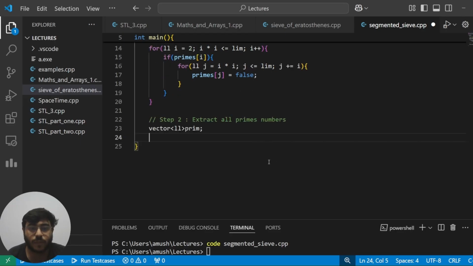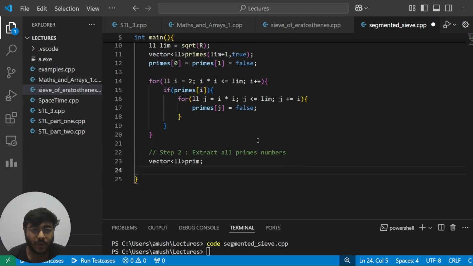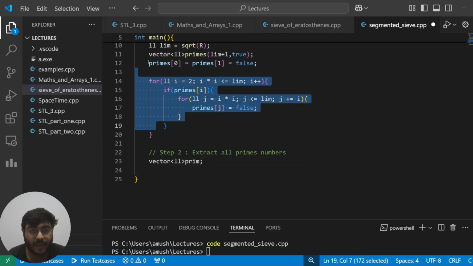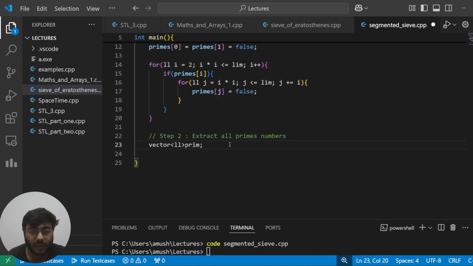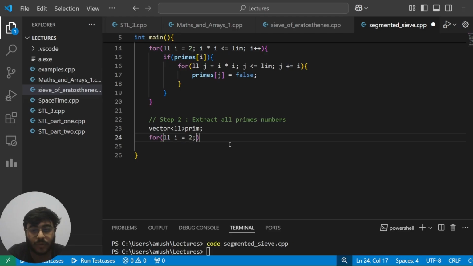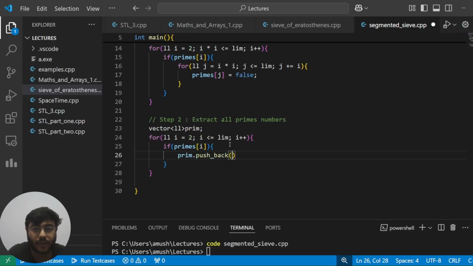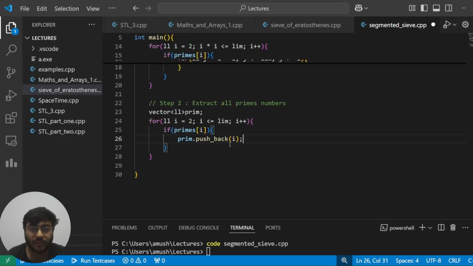So now what we'll do is push all the prime numbers that we have marked in this primes array into this prim array, this prim vector. How do we do it? We iterate from I equal to 2, I less than or equal to lim, I plus plus, and if primes of I, then we do prim dot push_back I. Now we have extracted all the prime numbers from 1 up to sqrt_r.